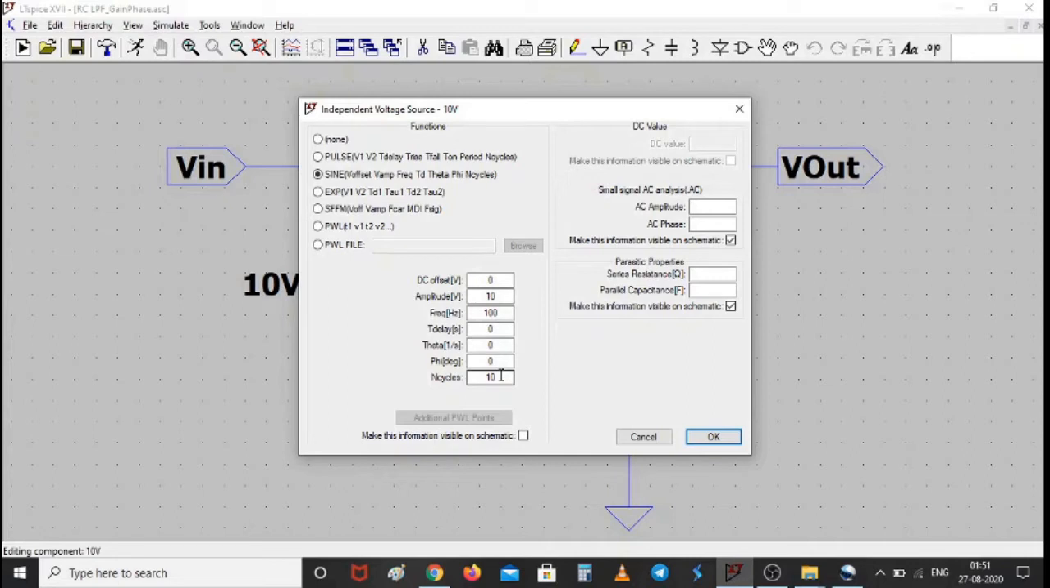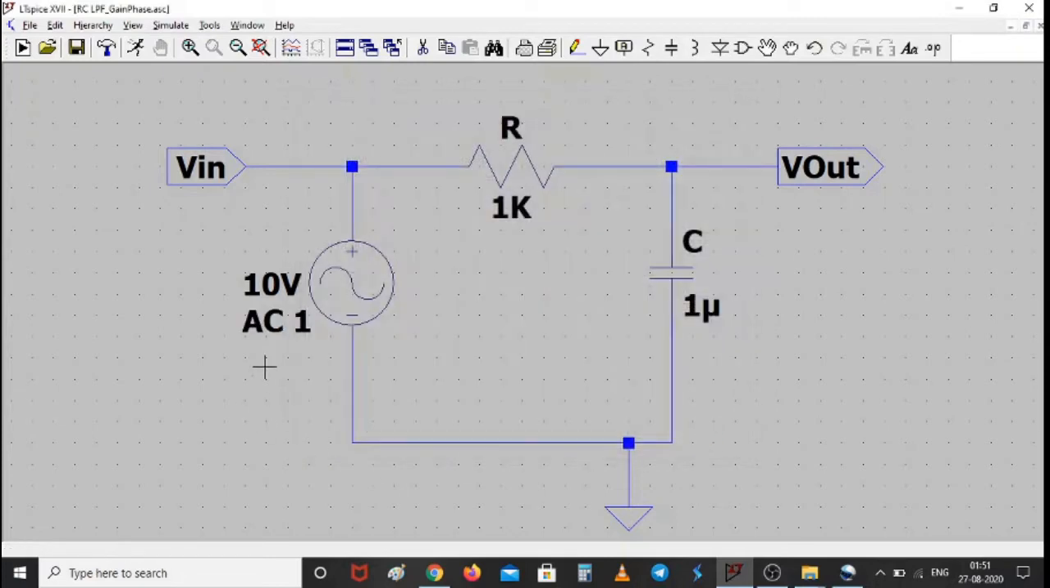Now we are interested in AC analysis while finding the frequency response and the phase response. So here we need to look at the small signal AC analysis, where my AC amplitude is representing the gain of the circuit. Let the maximum gain be denoted by 1. Okay, then you click OK. Now you could see that the gain of the circuit is denoted here as 1.